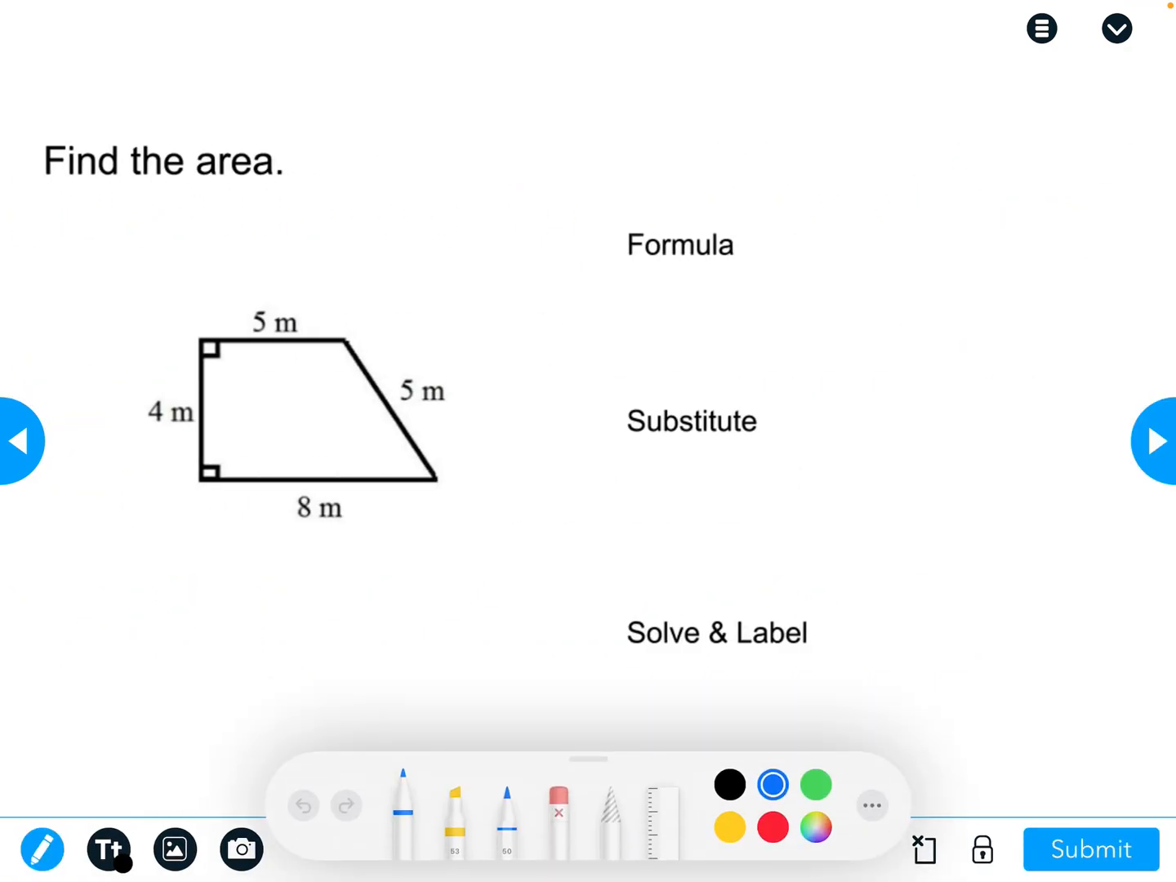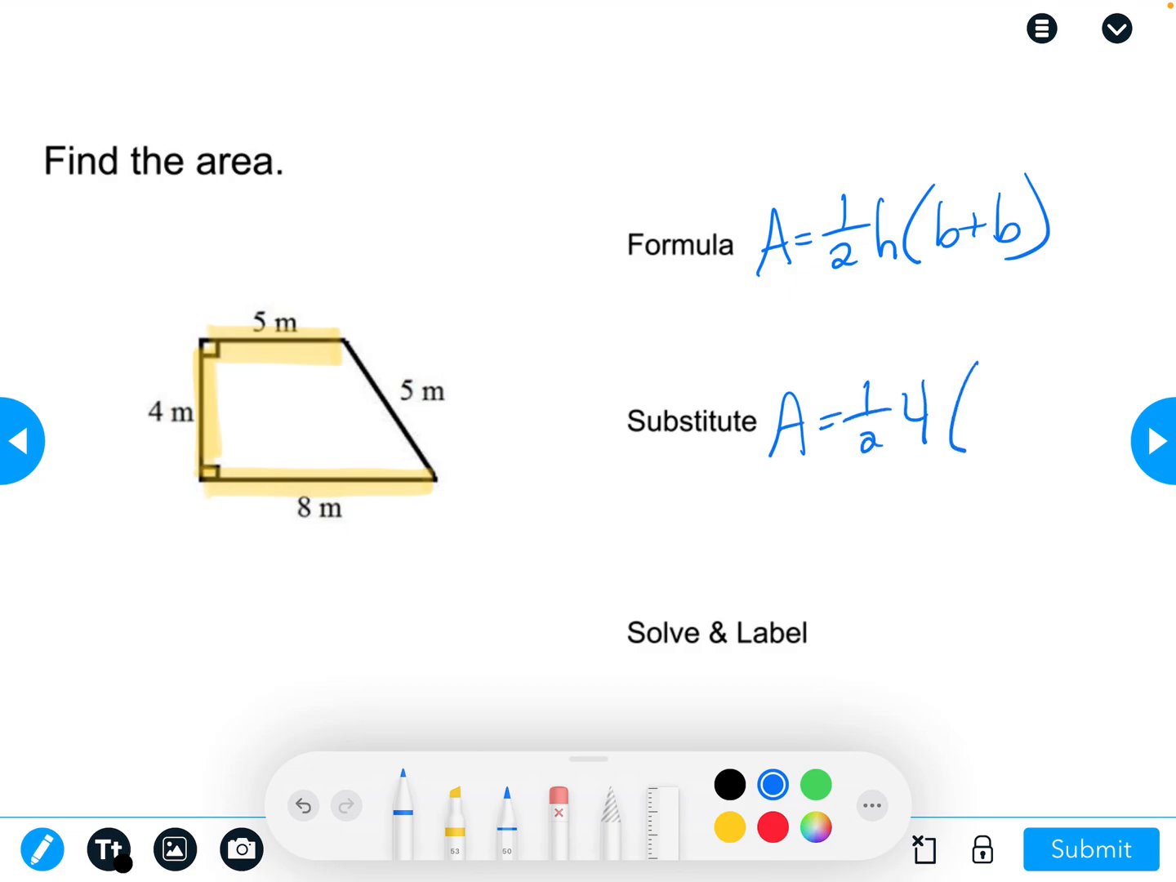All right, here's another one, a little bit different. This time, the bases still are on the top and bottom, but the height is a side of the trapezoid because it has a right angle. So copy down the formula, 1/2 the height, add the two bases. So the height was 4, 1/2 of 4, and we're going to add the 8 and the 5 together this time. So 1/2 of 4 is 2, and multiply that by 13 to get an area of 26 square meters.